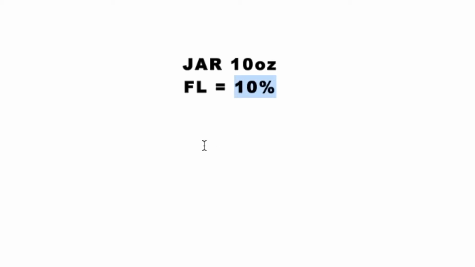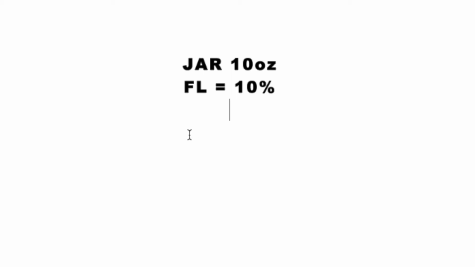Okay, so let's assume that our jar can hold 10 ounces of wax, and let's assume that the fragrance load we've decided to use is 10%. Since everyone uses 10% these days, let's stick with 10%. So what you want to do right now is add 100% to your percentage fragrance load and then divide the total capacity of your jar by that.